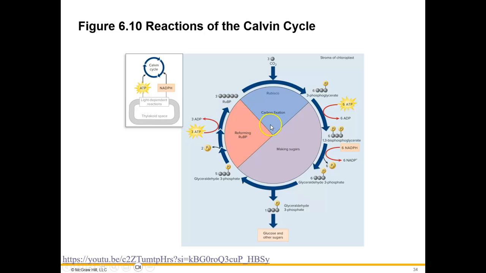So that's our overview of the Calvin cycle and the processes that are combining ATP, NADPH, and carbon dioxide from the atmosphere to create our glucose.